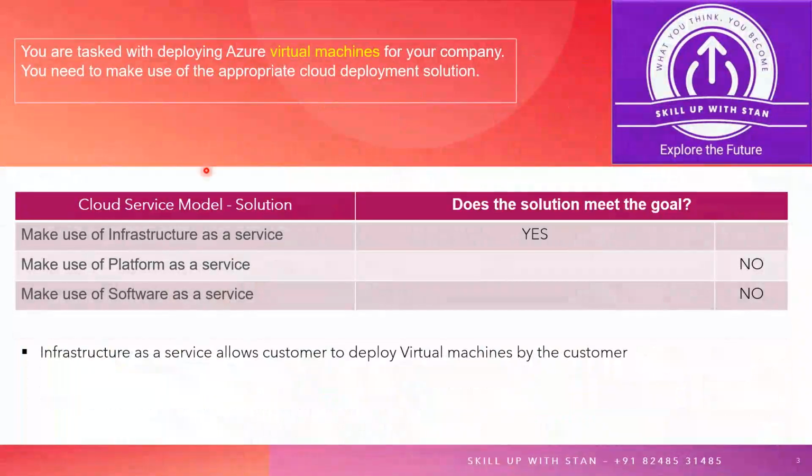So next one, you are tasked with deploying Azure virtual machine for your company. You need to make sure you make use of the appropriate cloud deployment solution. See, if you want to deploy virtual machine from your organization, then out of these three service models, infrastructure as a service, platform as a service, software as a service, only infrastructure as a service allows the customer to deploy the virtual machine. So the answer for this is infrastructure as a service.